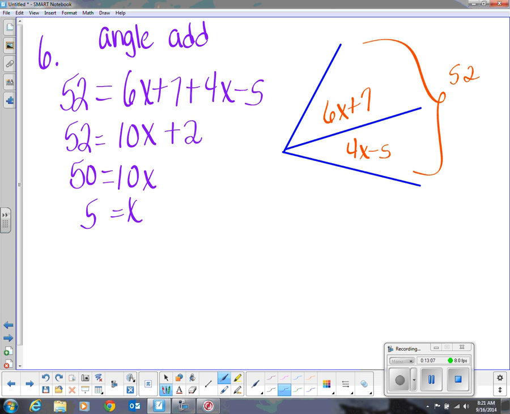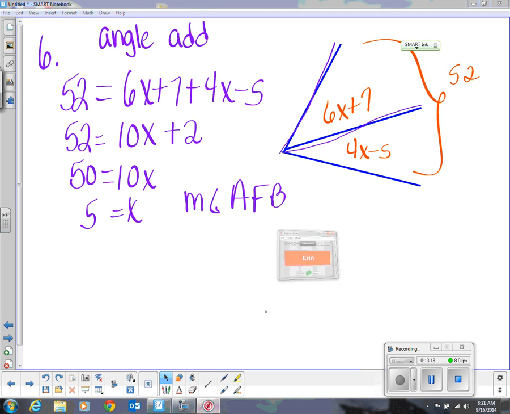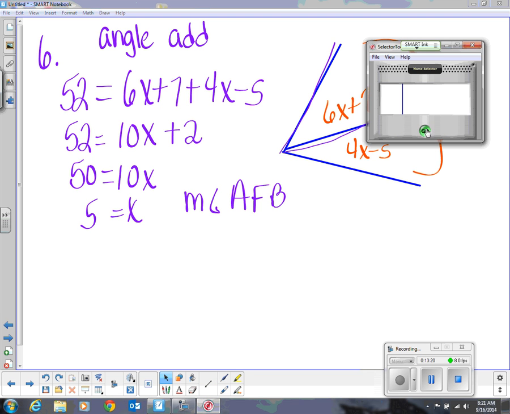Now, they asked you for the measure of angle AFB. AFB is that angle right there. So how do I take the value of x and find the measure of AFB? Maria? 6.